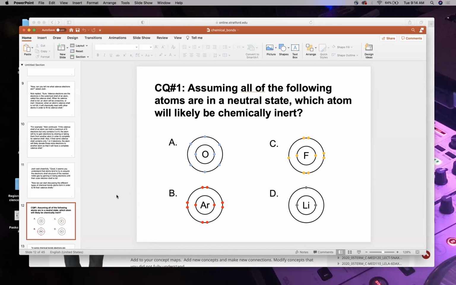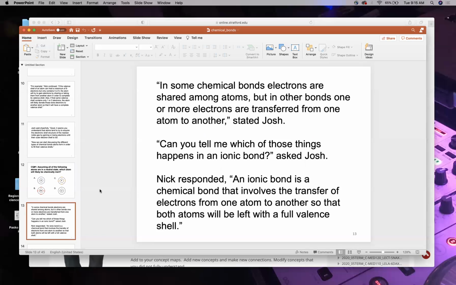It doesn't like to be excitable, but it gets excitable when it has to be in order to do something. Okay, so now you have your answer to question 1: assuming all of the following atoms are in a neutral state, which atom is most likely to be chemically inert? The one that's most even, the one that doesn't have anything extra on the outside, like this one here, and these electrons here. That's why oxygen is highly reactive.